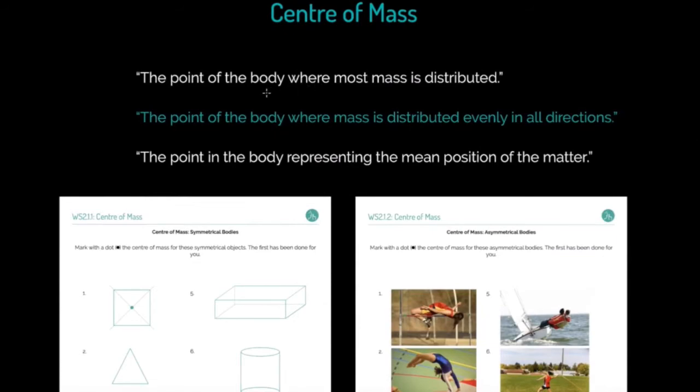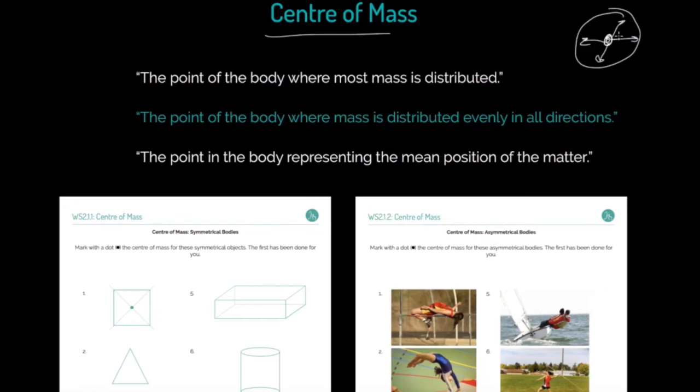Let's move on. Center of mass. I see different definitions for this all over the place, so I put in 3. Just cherry pick the one you want to use. The point of the body where most mass is distributed is what we mean by the center of mass. So if we think about our uniform objects, the golf ball, mass is distributed evenly in all directions, so therefore the center of mass is in the middle.